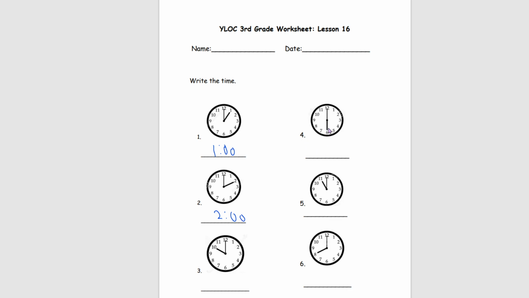For number 4, we see that the small one is at number 6, meaning that it's 6 o'clock. And then the big one is over 12, meaning it's 0. So we can put 6:00, meaning that it's 6 o'clock. For number 5, the small one's at 11 and the big one's at 12. So we put 11 and then 12 means 0, so we're going to put 00. So it means it's 11 o'clock.